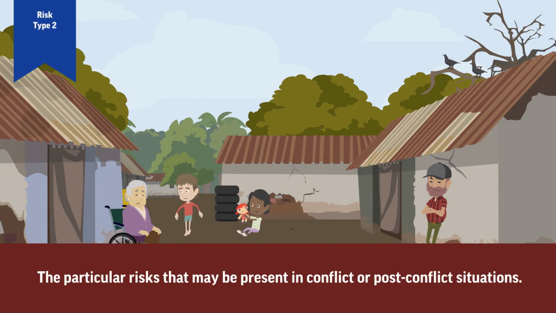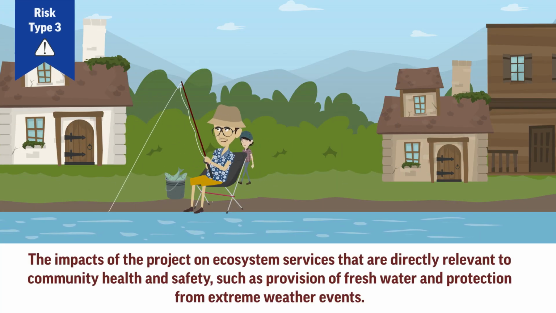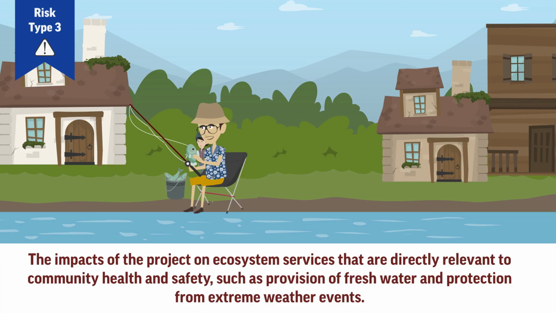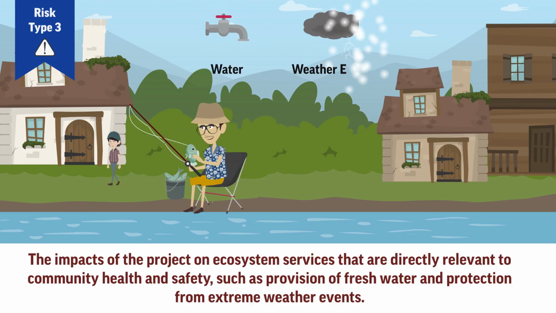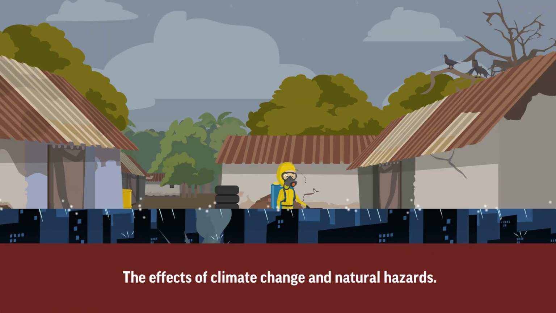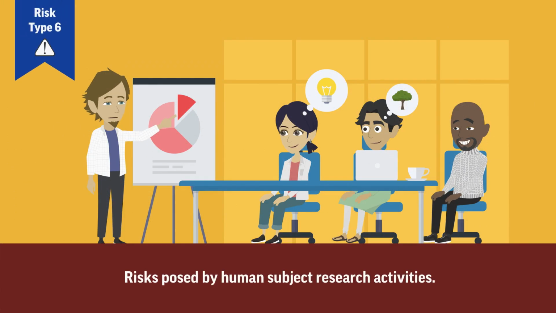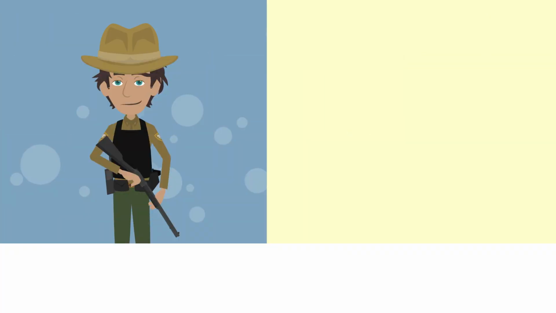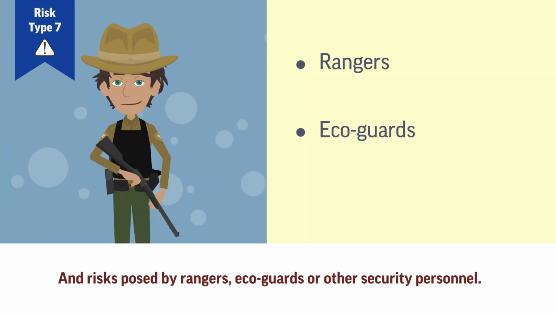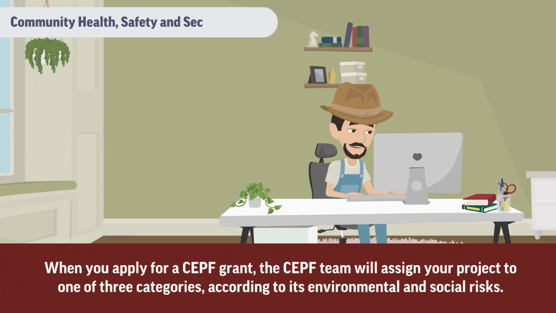the particular risks that may be present in conflict or post-conflict situations, the impacts of the project on ecosystem services that are directly relevant to community health and safety, such as provision of fresh water and protection from extreme weather events, the effects of climate change and natural hazards, community exposure to hazardous materials, risks posed by human subject research activities, risks posed by rangers, eco-guards, or other security personnel, and the community health, safety, and security plan.